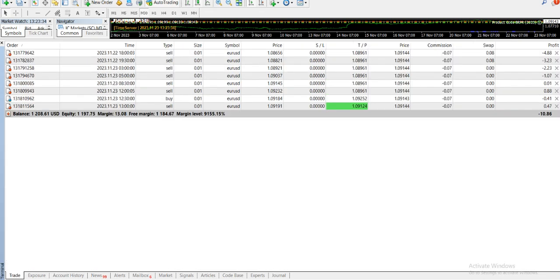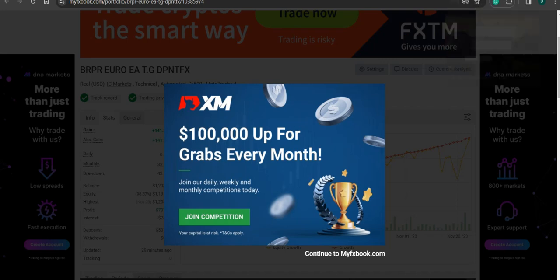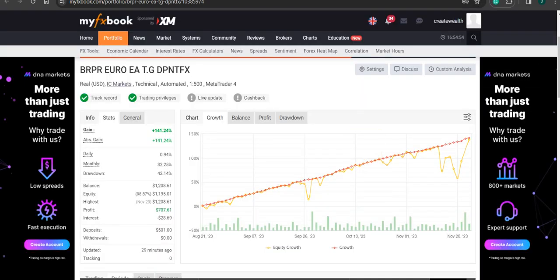If you see the running trades, these are the running trades right now. However, in the past 2 weeks, actually in the last 10 days, due to the highly volatile movements in the Euro USD market, it has given a little bit of drawdown, but I think that is acceptable. Let me show you the FX book link. So here is my FX book link page, BRPR.